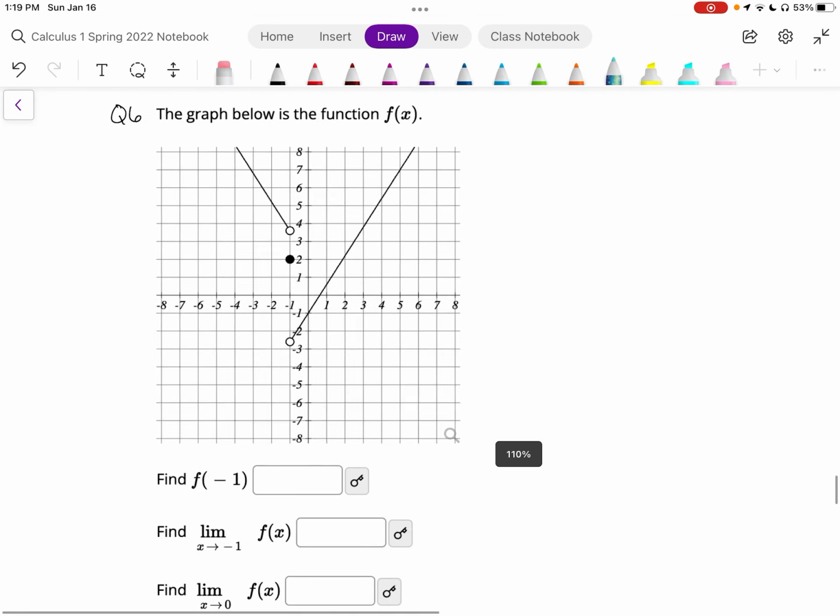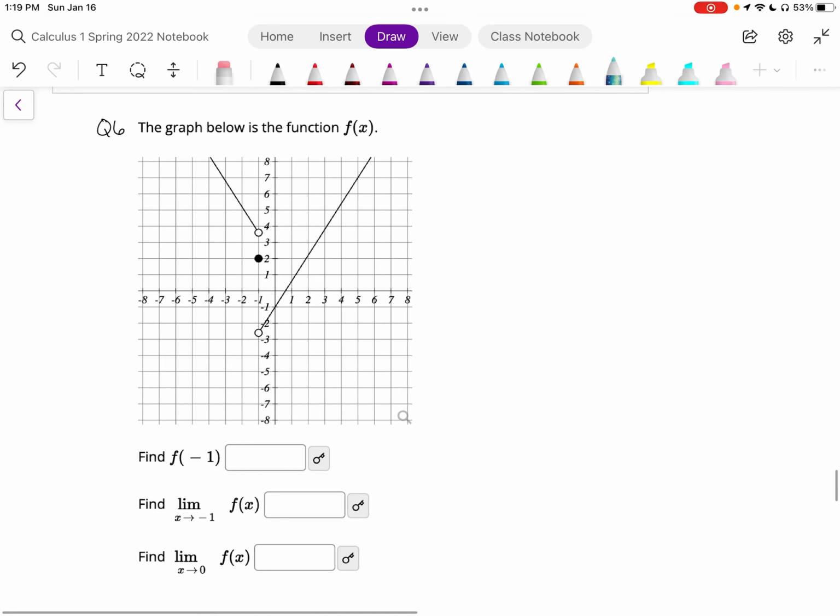All right, question 6. This is the function f of x. It's asking for f of negative 1. So sometimes you'll be asked that first, and that's fine.